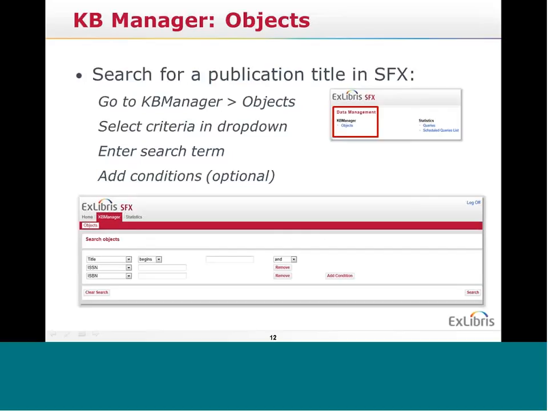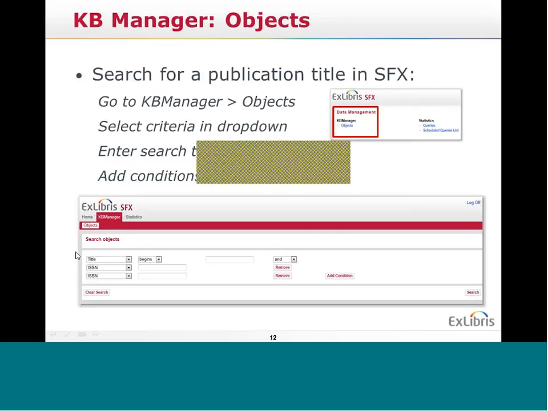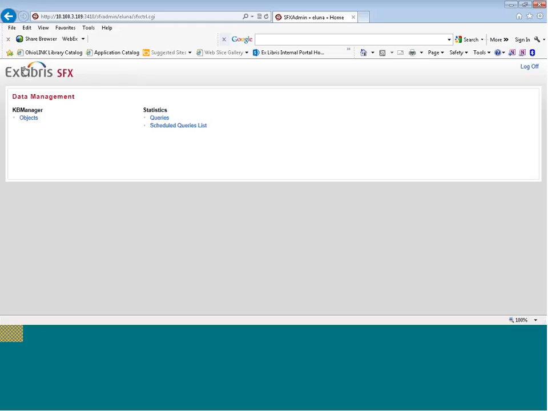The Objects search screen, as we see here, and I'll show you this live in just a moment, allows you to search for any publication title in SFX. And at this point, let's go there live. So I've logged into my Admin Lite interface, and I'm going to search for a particular object that I want to activate. So I'm going to click on the Objects link.